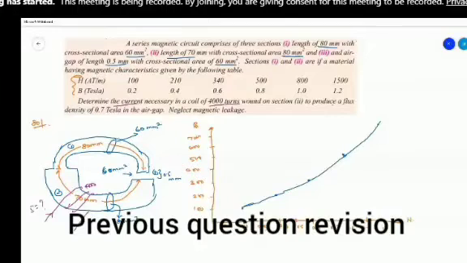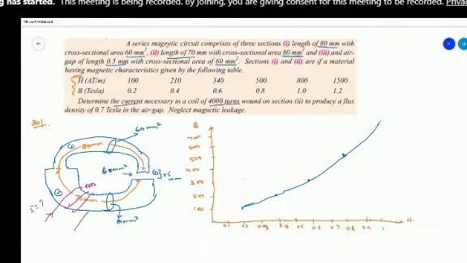Complete. So let me slightly revise this. It is given that a series magnetic circuit comprises of 3 sections. So basically that circuit comprises of 3 sections, and each section has been given a particular length and particular cross section area.